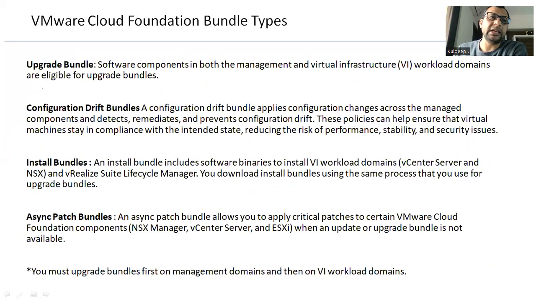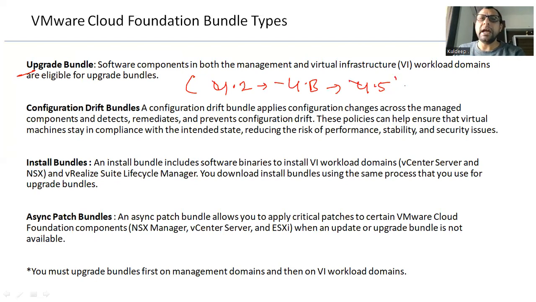So when we talk about the VMware Cloud Foundation bundle types, the types of bundles you are upgrading, the primary one is the upgrade bundle. The upgrade bundle is primarily used for a minor upgrade. When I say minor upgrade, for example, you are on 4.2 and want to upgrade to 4.3, or maybe 4.5, right? In 4.5, the major version is 4 here.